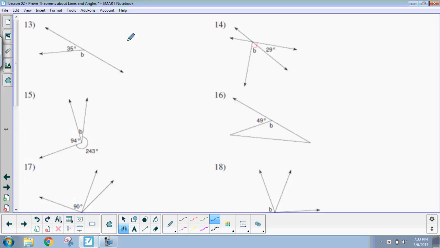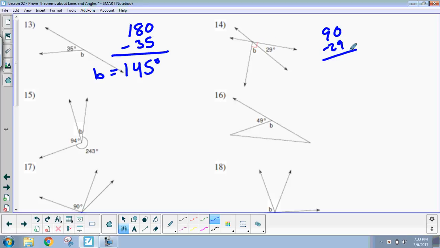180 minus 35, because this is a linear pair. I don't know why I'm having a hard time right now. 145 for B. Over here, complementary. So 90 minus 29. That would be 61.